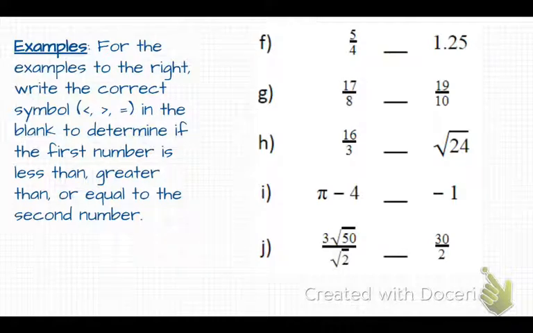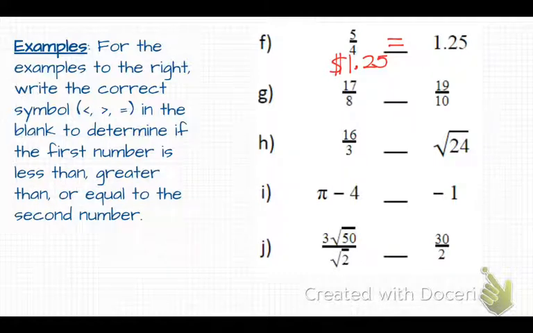If I have 5 quarters, how much money do I have? I got $1.25, which is 1.25. I have always done that. Even if the number is like 70, I figure out how much money do I have, and that's how I divide it, okay? Now I have 17/8 and 19/10.